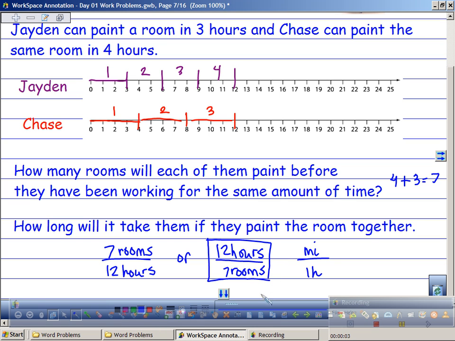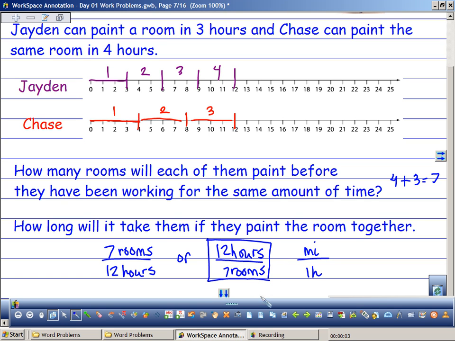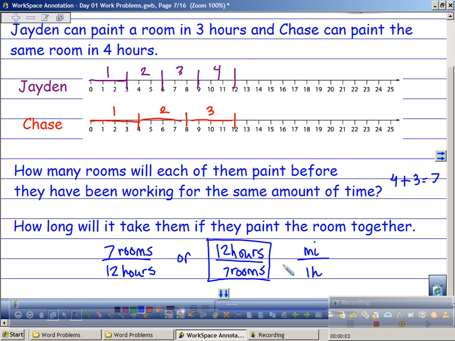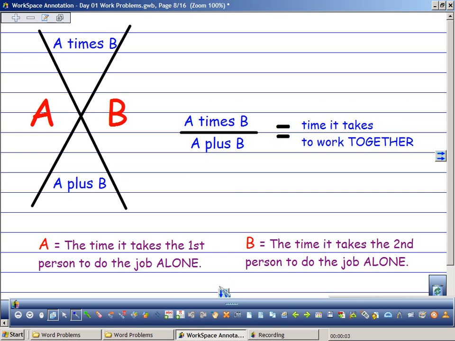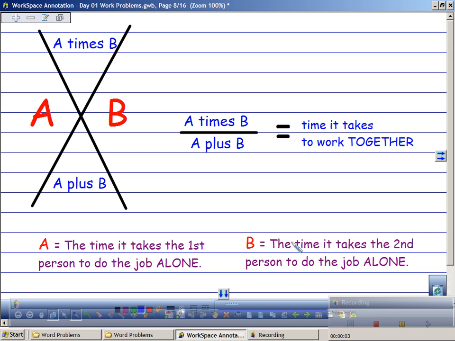But now that that's been said, I have a much easier way to set this up, and you will never have to worry about which one's the numerator and which one's the denominator. I just wanted to show you this conceptually to show you why the way I'm going to show you works. So, this all looks familiar to you, right? If A means the time it takes the first person to do the job alone, and B is the time it takes the second person to do the job alone.